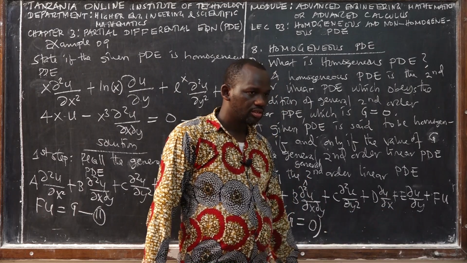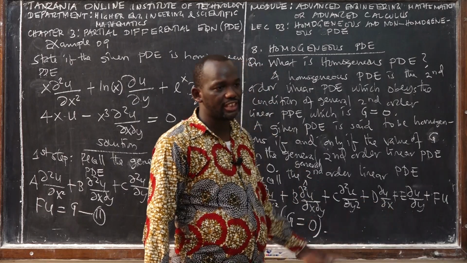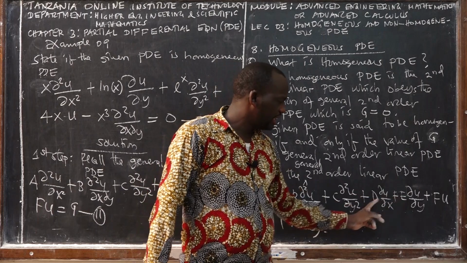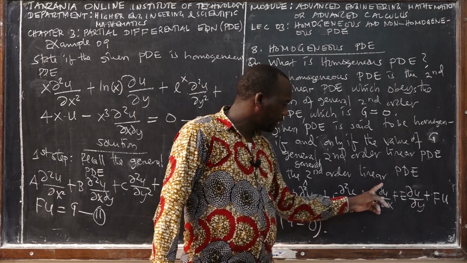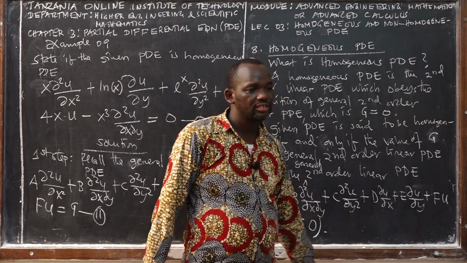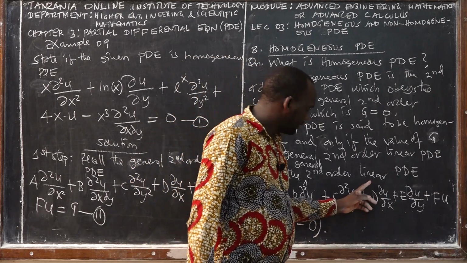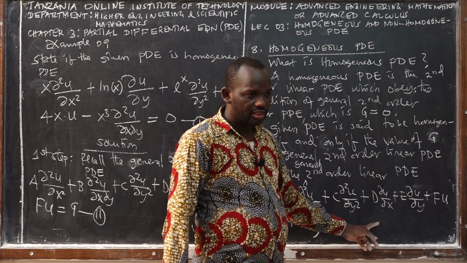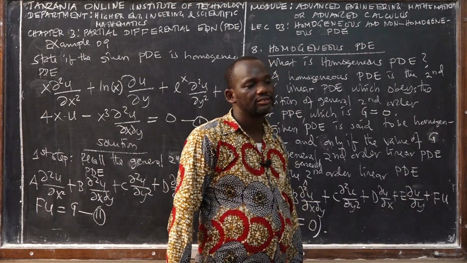Yes, these are both first derivatives, but they are not the same. This is the partial derivative of u with respect to x, and this is the partial derivative of u with respect to y. So the first starts with the partial derivative with respect to x, and the next one will be the partial derivative of u with respect to y.